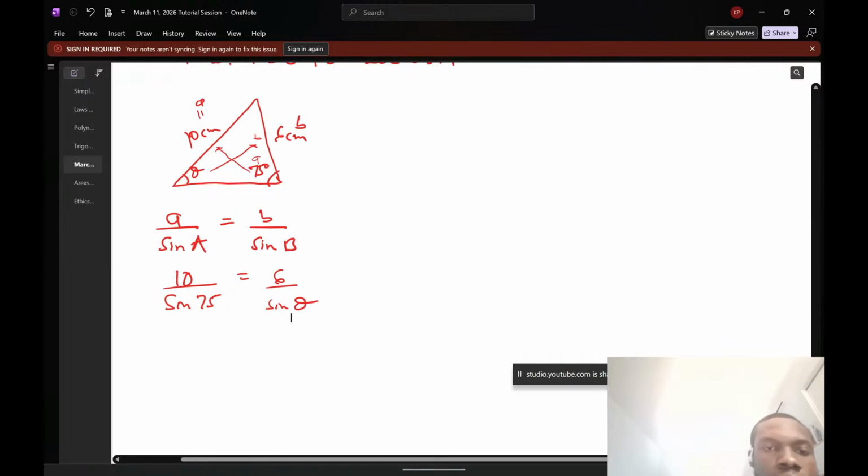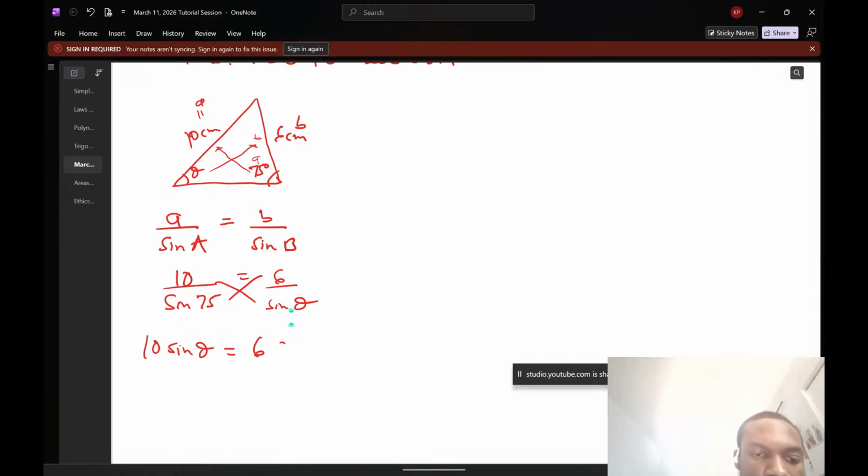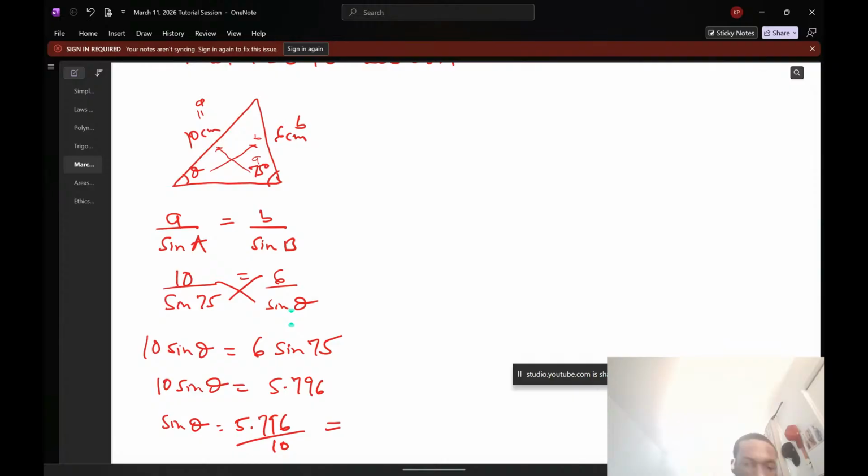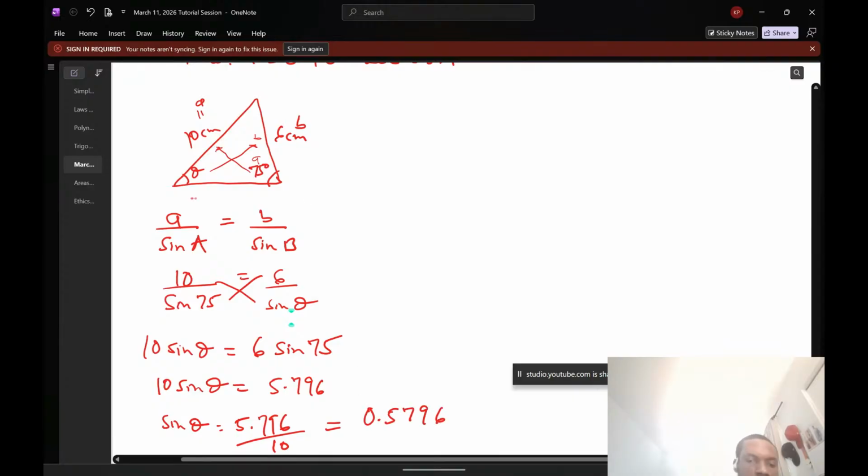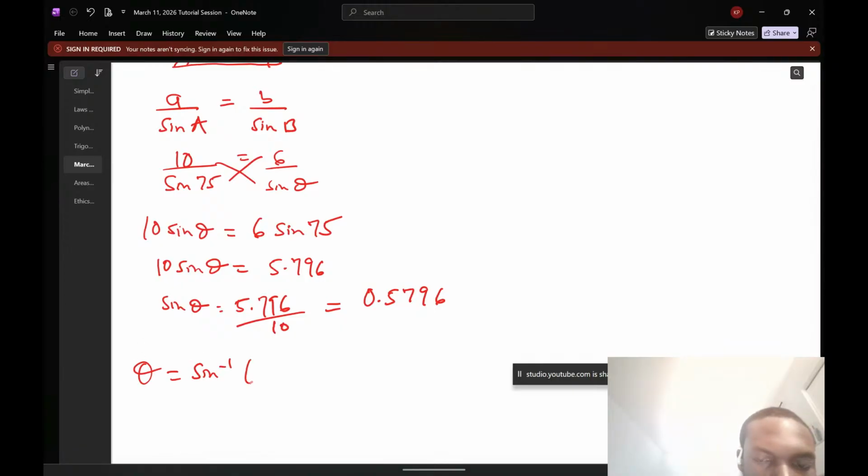Okay, so now let's cross multiply. When we cross multiply, that will be 10 sine theta equals 6 sine 75. So 6 sine 75 is 5.796. So sine theta is equal to 5.796 divided by 10, which will be 0.5796. So theta will be arc sine 0.5796. So that will be 35.42 degrees. Okay, so that's 35.42 degrees.